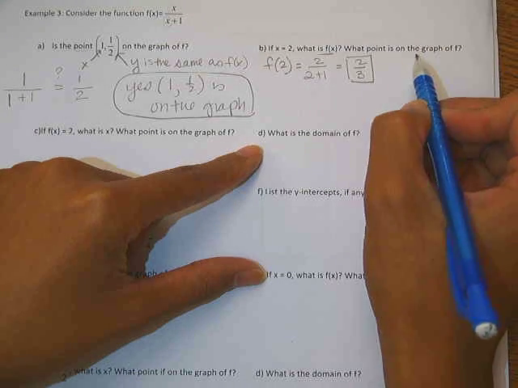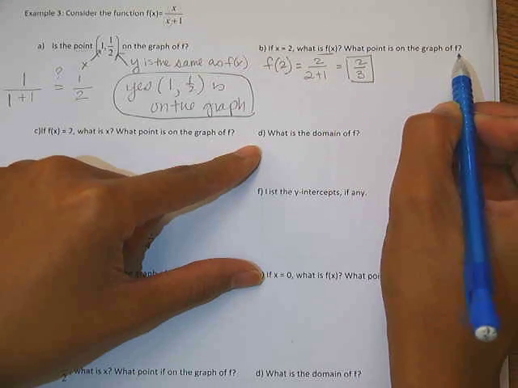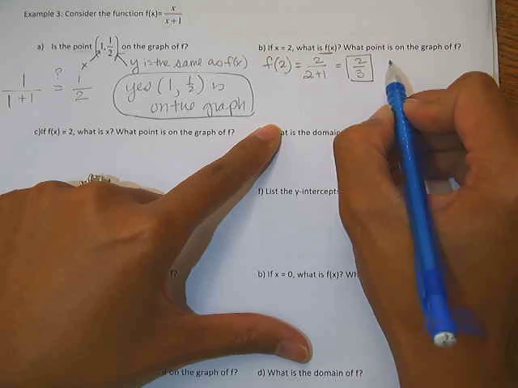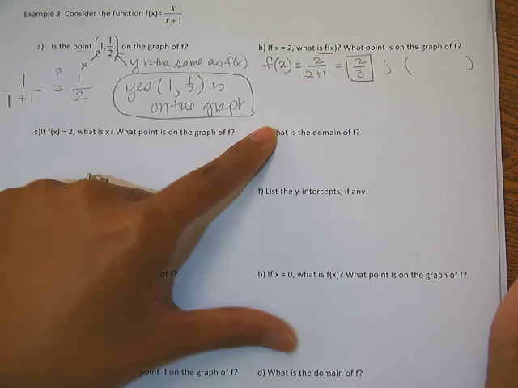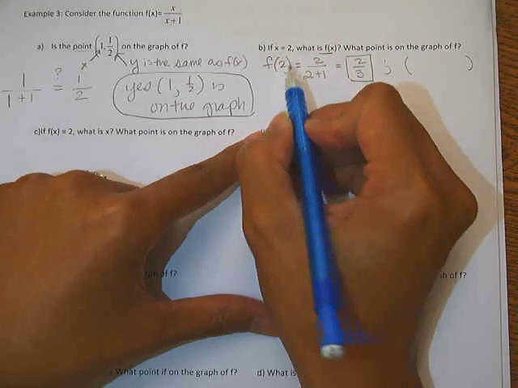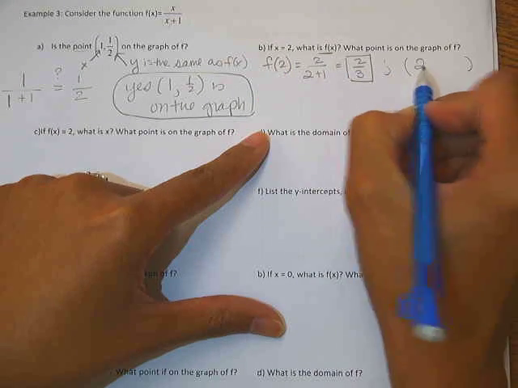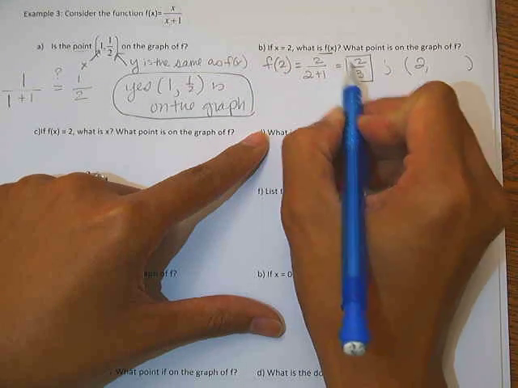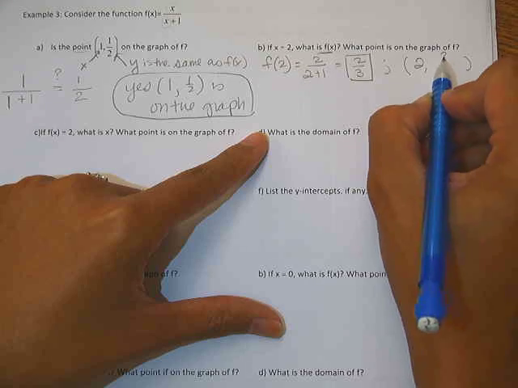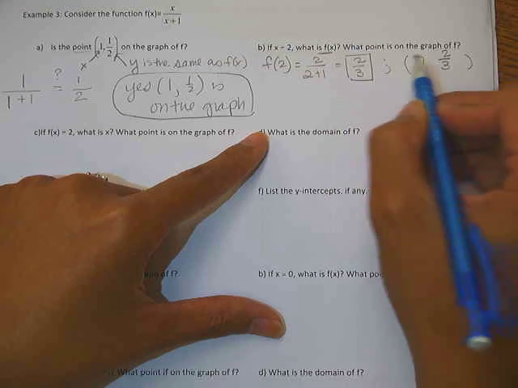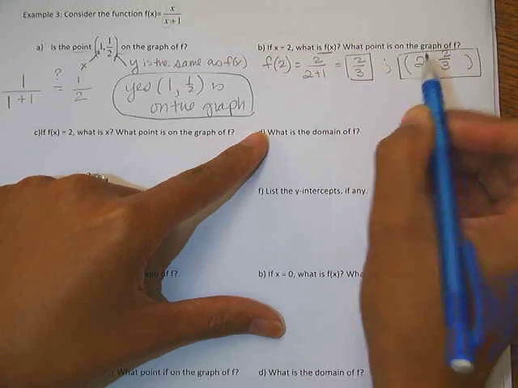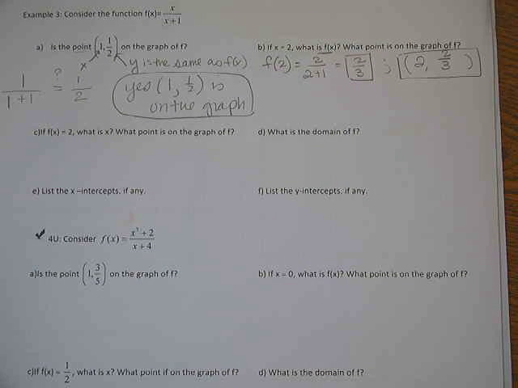The second half of this says, what point is on the graph of f? Well, the point is simply stating an x coordinate and a y coordinate. X is 2. I found my y, which is also known as f of x, and the value is 2/3. Box that up, because it's also the answer to one of the questions.